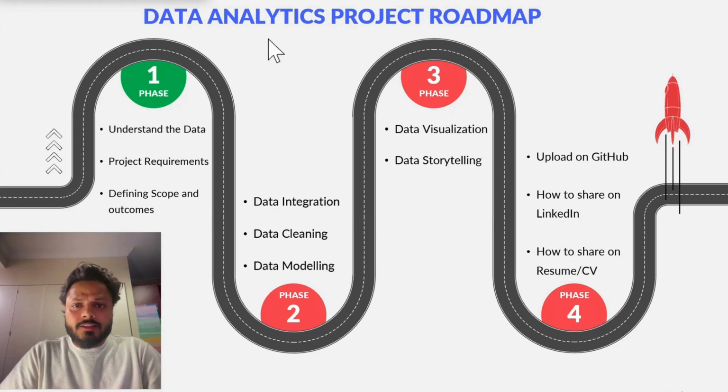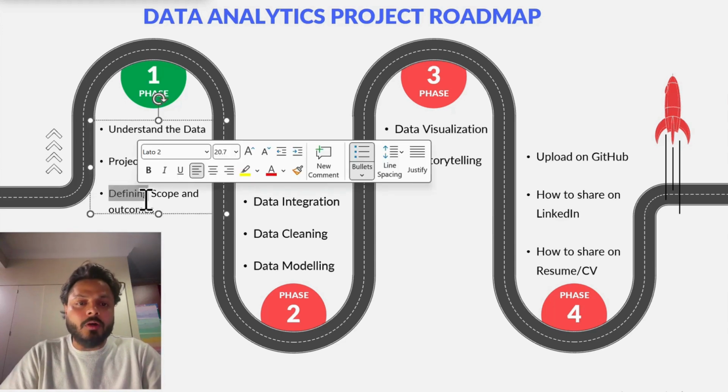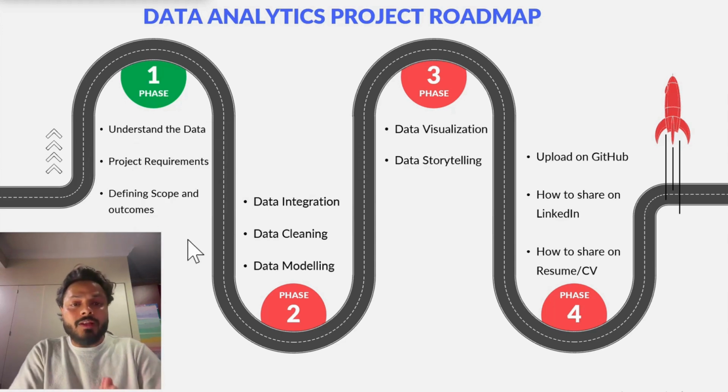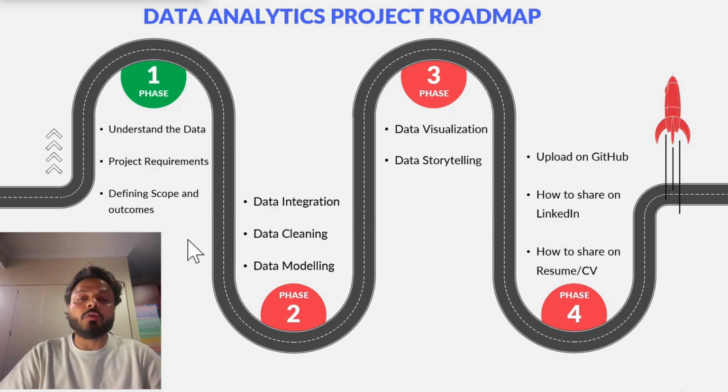As we are seeing, this is my data analytics project roadmap, and you will always or mostly follow these kinds of phases when you're working in real time on projects for clients. Phase one will include understanding the data set and my project requirements, then we will define the scope and the outcome of this. Once phase one is completed, and I understand what my data is, what my scope is, and finally what end result I'm expecting, then we will move to phase two.